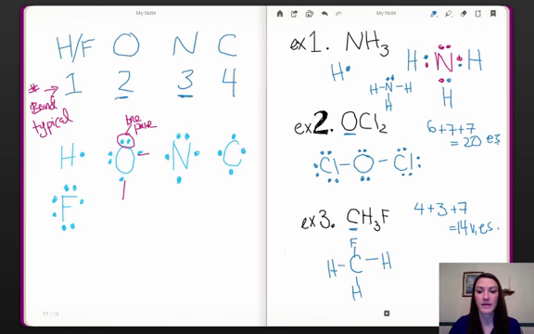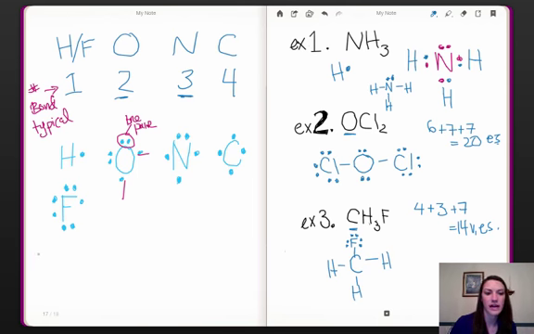How many do I already have? 2, 4, 6, 8. Now when I'm placing my remaining electrons, I need to remember hydrogen is satisfied when it has 2 around it. So all these hydrogens are already satisfied. So I've got 2, 4, 6, 8. It'll go 10, 12, 14. And now you can see the F, the fluorine, is also fully satisfied. Carbon is fully satisfied. They each have 8 valence electrons.